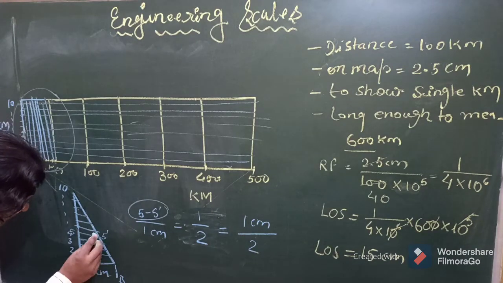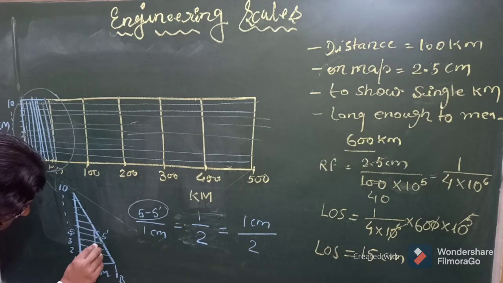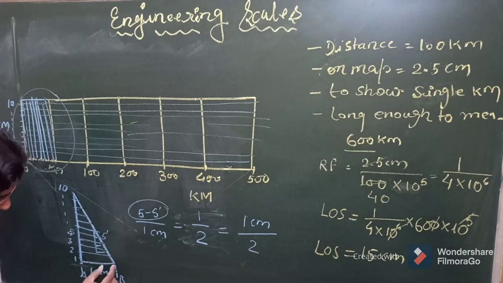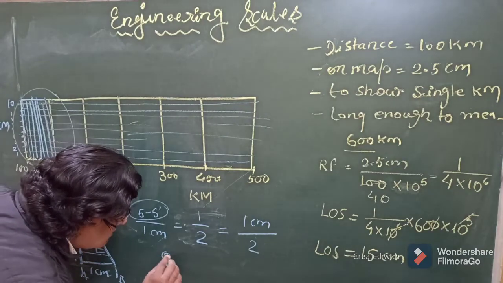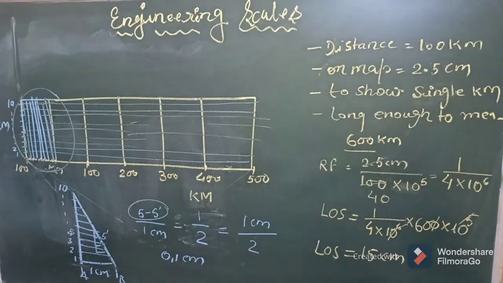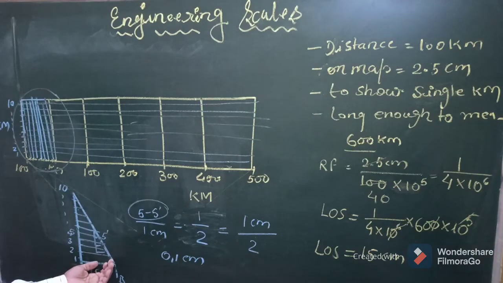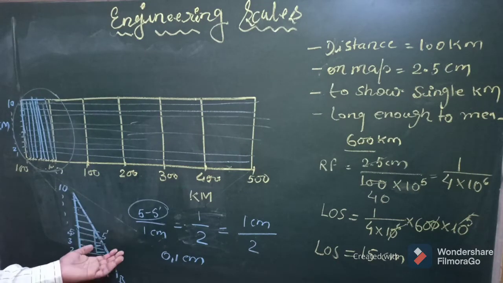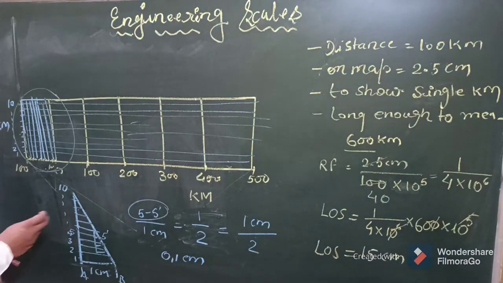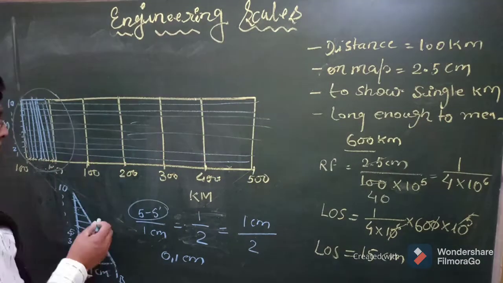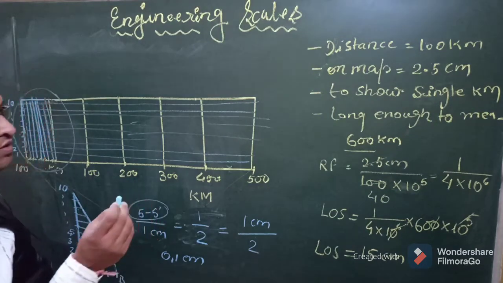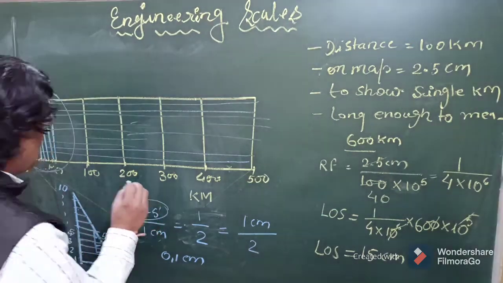So if we talk about these small triangles, with every movement from here to here to here, the length is reducing by 0.1 centimeter. And this is basically the principle of diagonal scale. Here we are not reducing, but we are increasing like this. Now how to measure on this diagonal scale? If we want to measure, say for example 223 kilometer, so how you will measure?